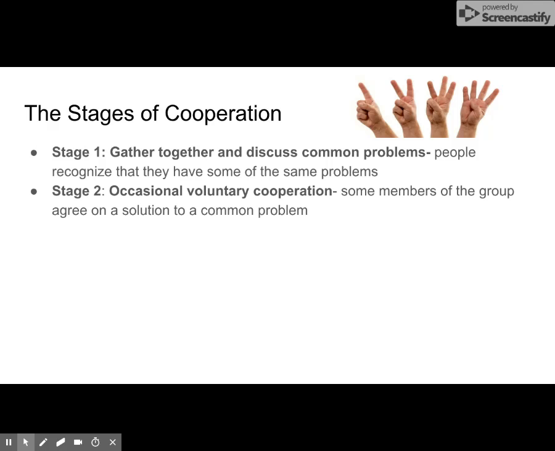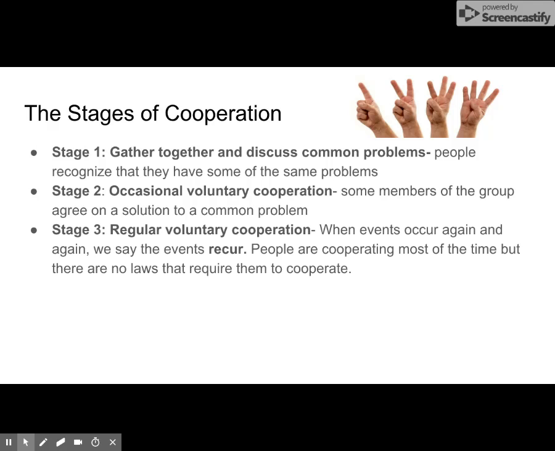In Stage 2, occasional voluntary cooperation. Some members of the group agree on a solution to a common problem. In Stage 2, occasional voluntary cooperation may begin with some of the members of the group agreeing to a solution to a common problem. If occasional voluntary cooperation solves a common problem, people may cooperate again.